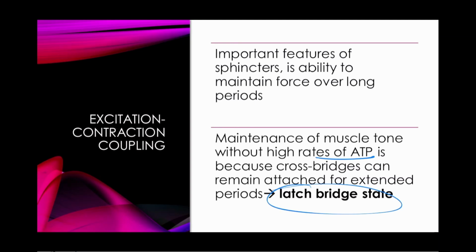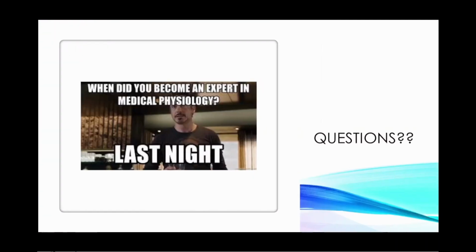Remember with skeletal muscle, in order for that muscle to relax, you have to have ATP come back and bind to that myosin head to allow it to detach from the actin. So you constantly need a lot of ATP for skeletal muscle. Smooth muscle doesn't need all that constant ATP because of this latch bridge state. It allows it to have that constant tension and tone, so you have that sphincter tone there and it doesn't go away.